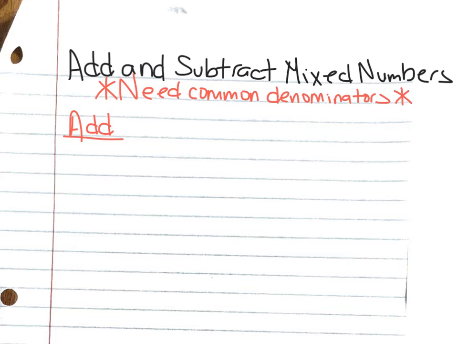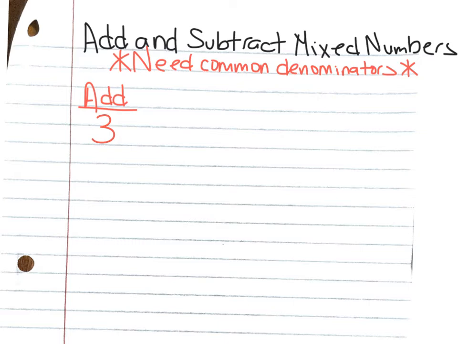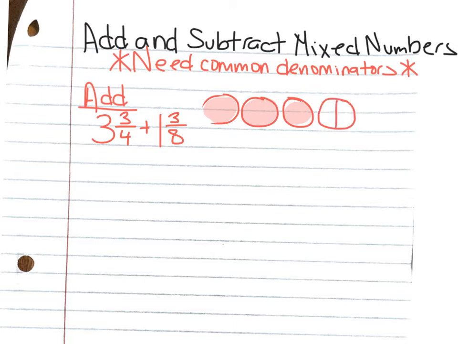So for example, if we have 3 3/4 and I am adding 1 3/8. So just as a review, visually, what would happen is I could represent 3 3/4 with 3 full circles. And then we would have a 4th circle split into 4 parts, where 3 of the 4 parts were shaded.